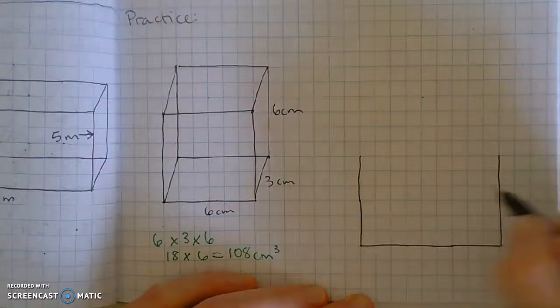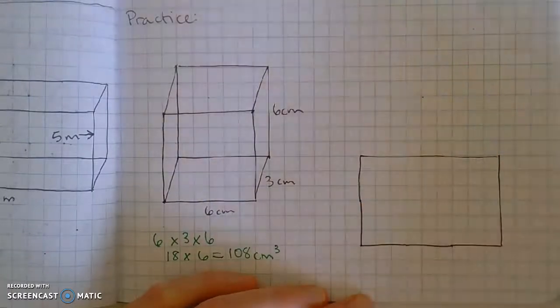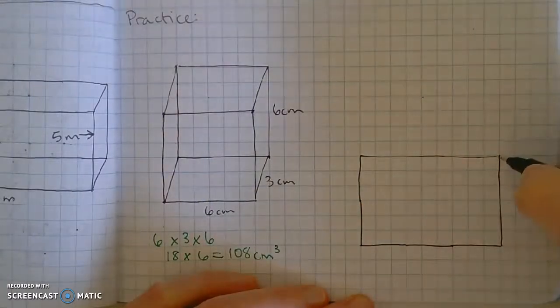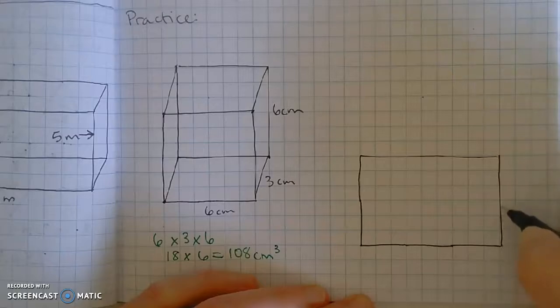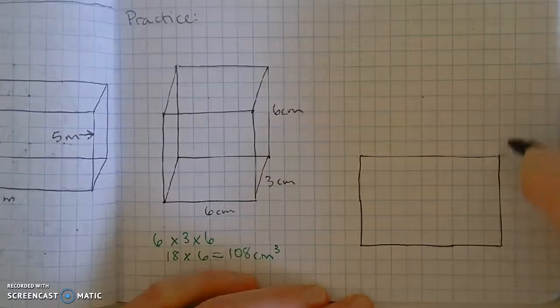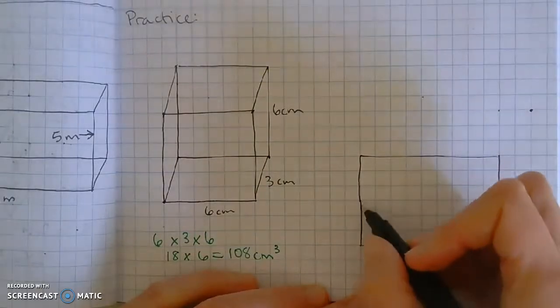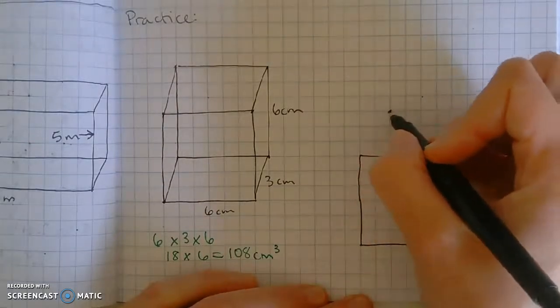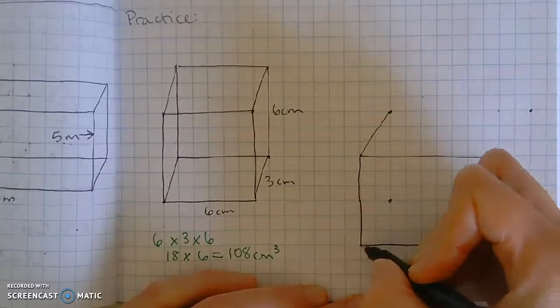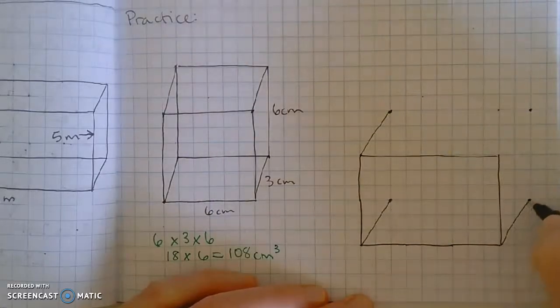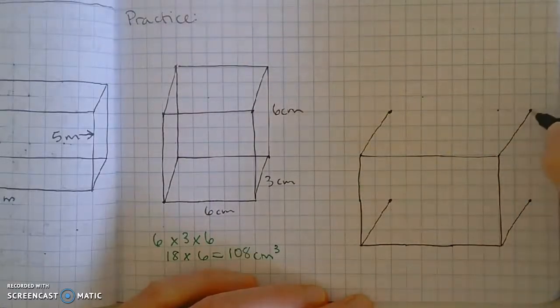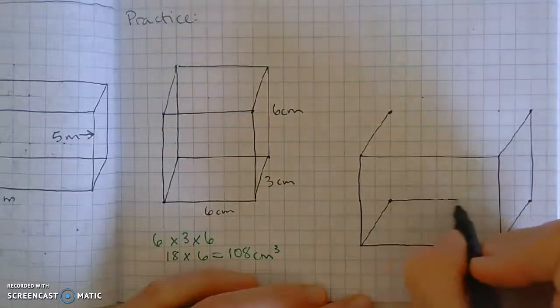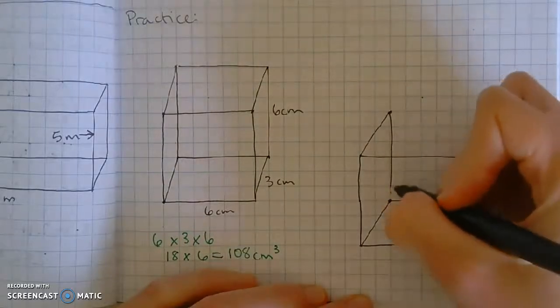I'm just going to make my rectangle to start. And then I'm going to go up 3 and over 2. So from each corner, I'm going to go up 3, over 2. Up 3, over 2, up 3, over 2, and now I can connect all of those dots to my corners. Okay.